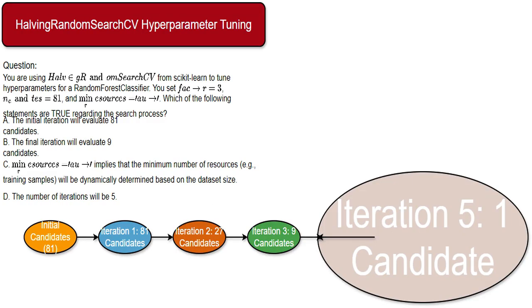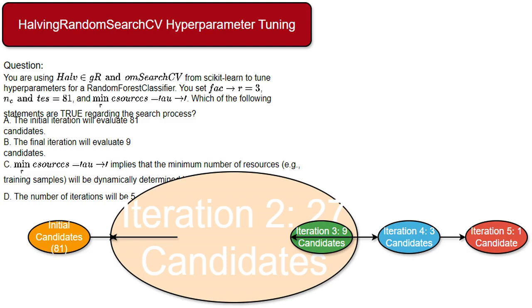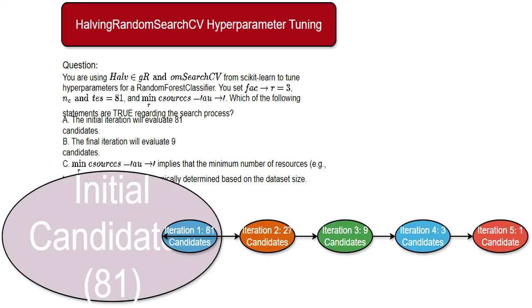Finally, I have a single winner, the best performing set of hyperparameters out of the initial 81. The winning recipe is identified. After the 2nd round, only the top 1/3, 9, are left. We are only interested in the top contenders. In the first iteration, I evaluate all 81 initial candidates. It's the initial tasting where we try all recipes.